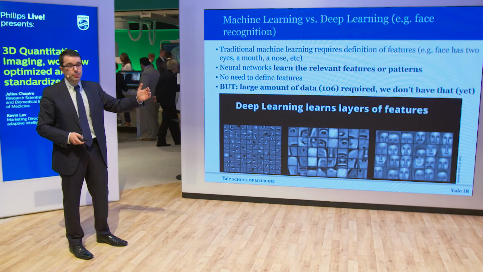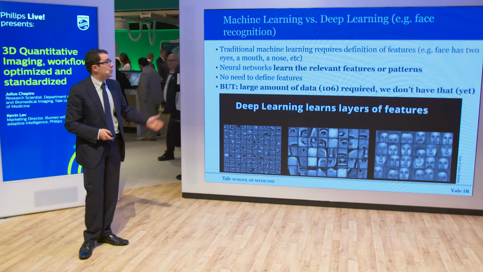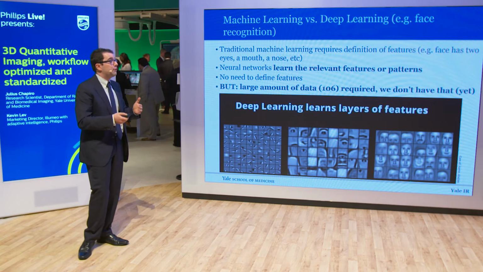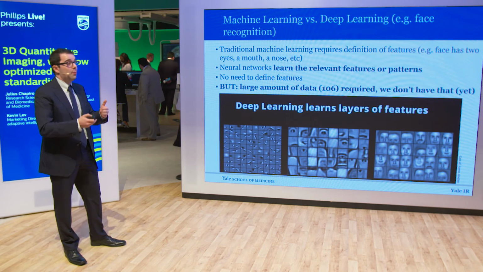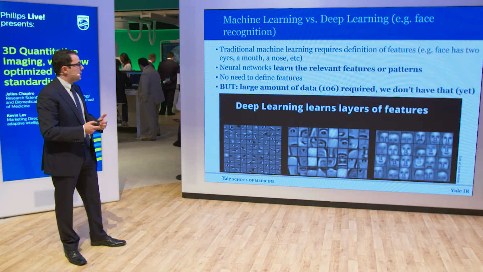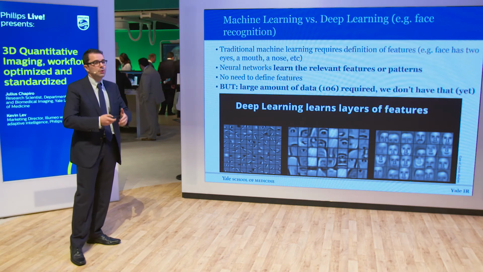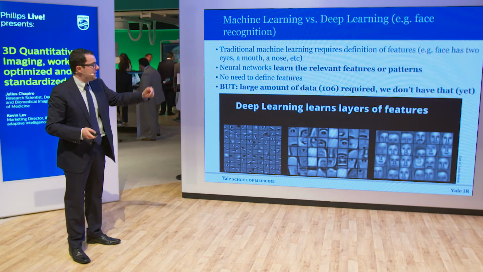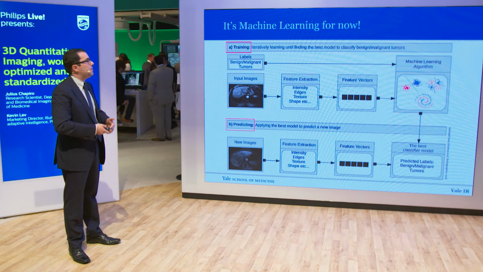Machine learning versus deep learning, this is a very important distinction that people must understand. The traditional machine learning requires the definition of certain features that the machine needs to learn, while the deep learning learns the relevant features all by itself and picks them up. But there is a huge but. For deep learning, it needs a lot of data. The amount must be really, really high. It's 10 to the 6, so hundreds of thousands of data sets, and we don't have that yet. So it's going to be machine learning for now.